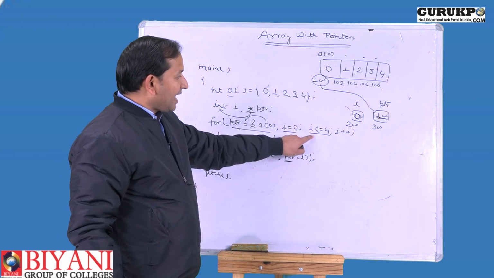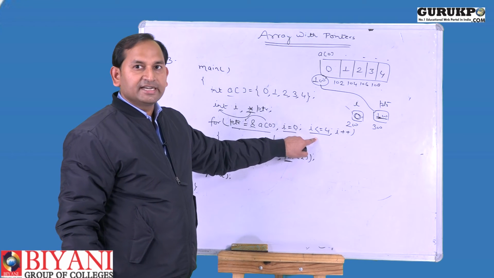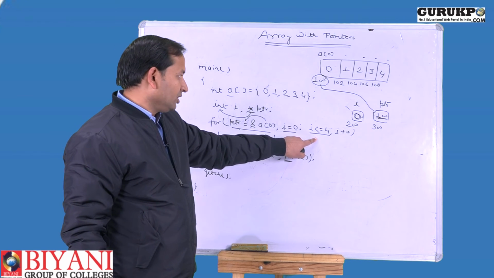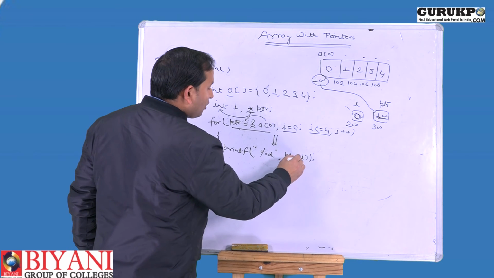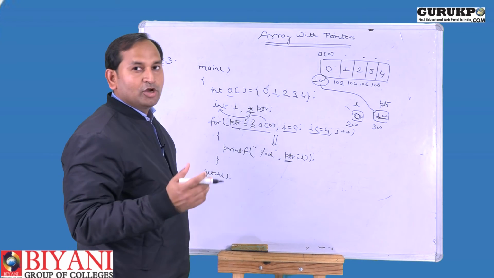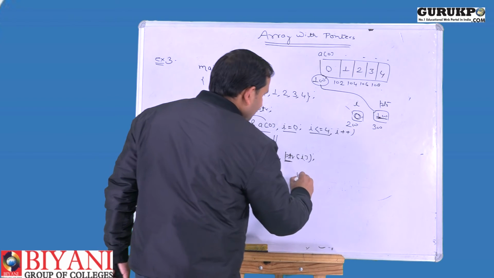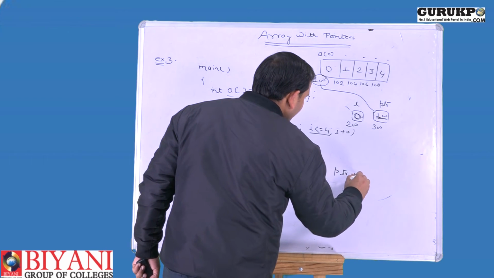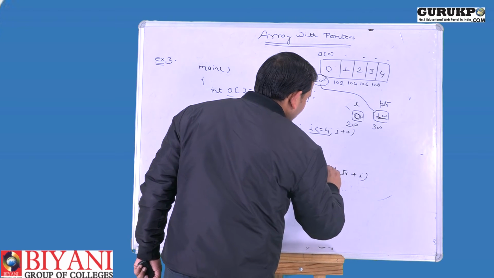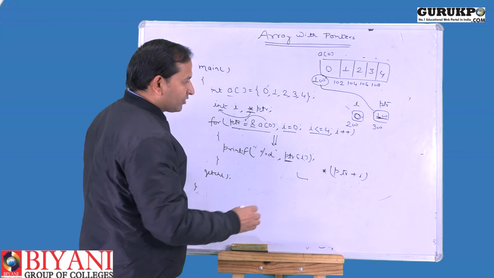This is the condition, I less than or equal to 4. The condition is fully satisfied because I is 0. Control enters inside the loop. Here we are printing PTR of I. What is the meaning of PTR of I? The meaning of PTR of I is asterisk of PTR plus I.